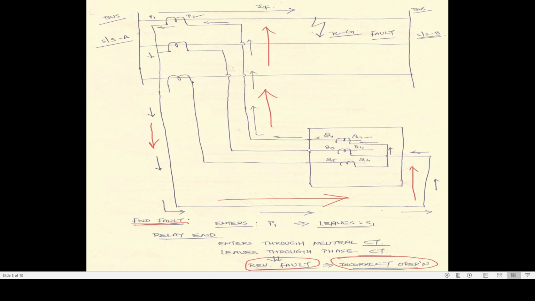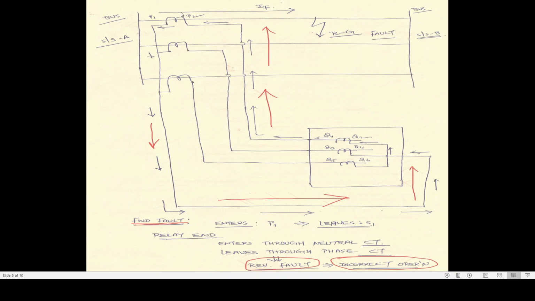Now R phase is connected to the R phase terminal, Y phase is connected to the Y phase terminal, B phase is connected to the B phase terminal, and consider this as an R phase to ground forward direction fault. So if there is an R phase to ground fault over here, the current in the primary side will be in this direction, which is shown as IF over here.